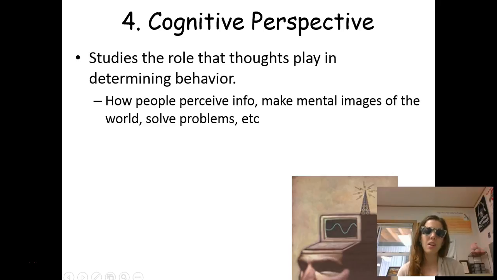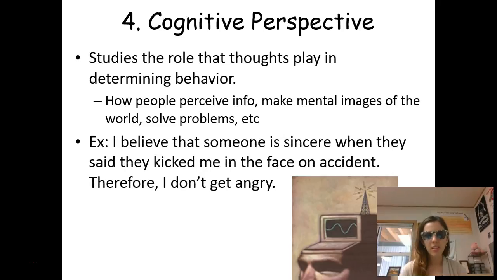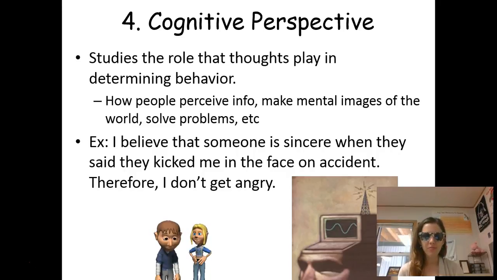The fourth lens is the cognitive perspective, and this perspective deals all with how you think. Because let's be real, how you perceive situations can deeply impact your behavior. So for example, if I accidentally kick you in the face tomorrow in class really, really hard, and you legitimately perceive that to be an accident, like I did not mean to do it, it was just a horrible accident, you're going to react a lot differently than if I intentionally went up and kicked you in the face, right? So the way our thoughts work plays a huge part in our behavior.